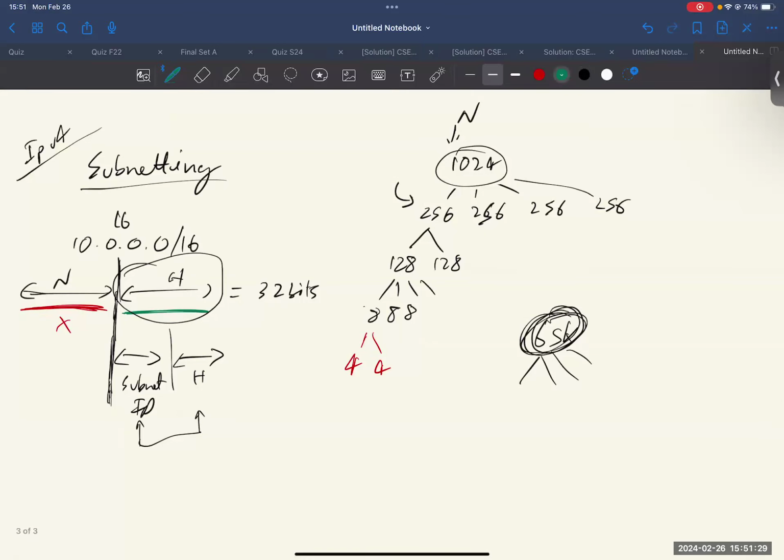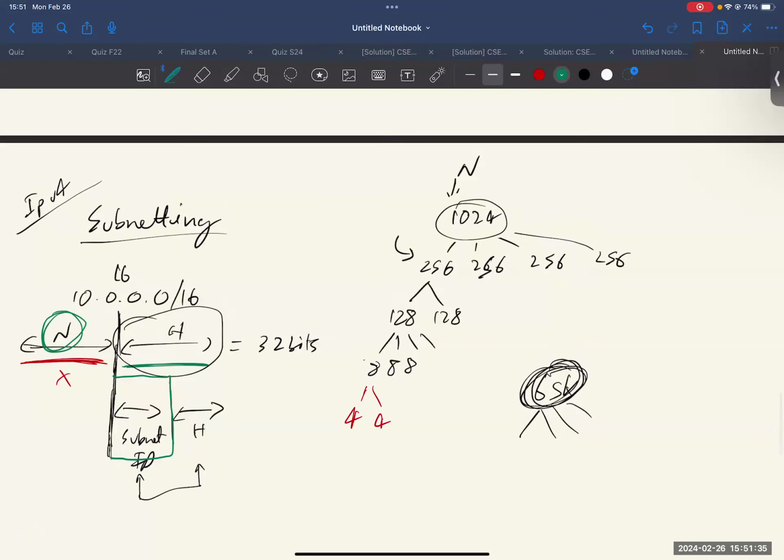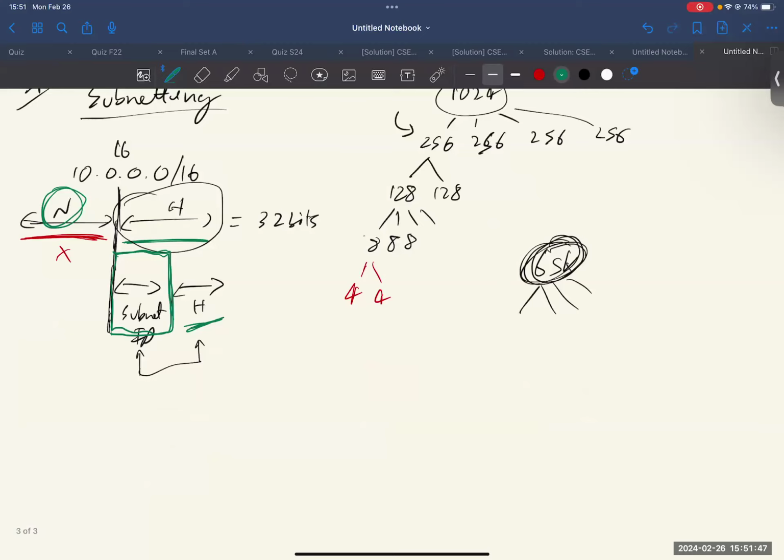In the subnet part, this part becomes the subnetwork's network portion. So I have this original network already. In addition, I will be considering the subnet ID part as the subnetwork's network part. And this host is the subnetwork's host portion.